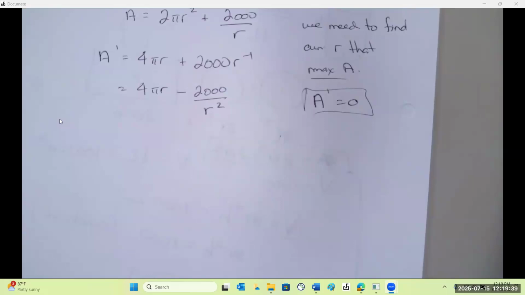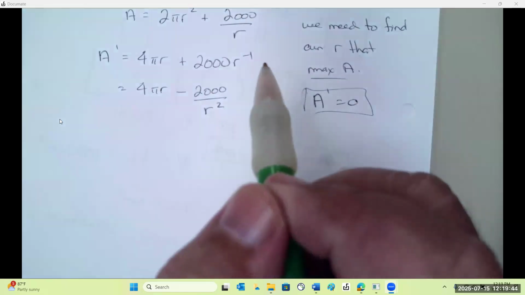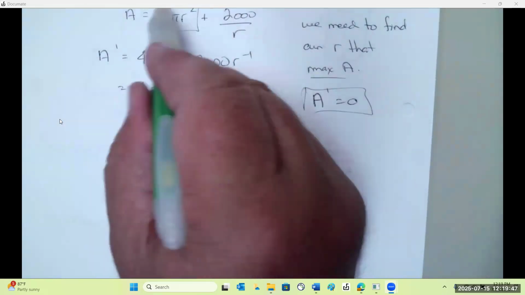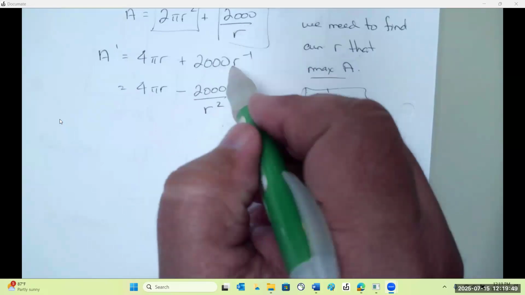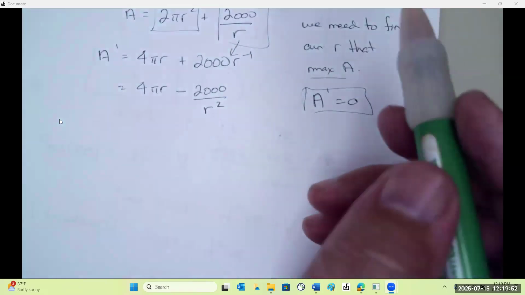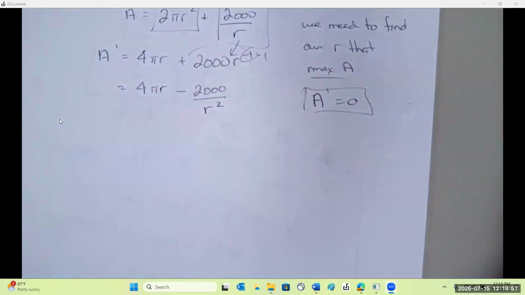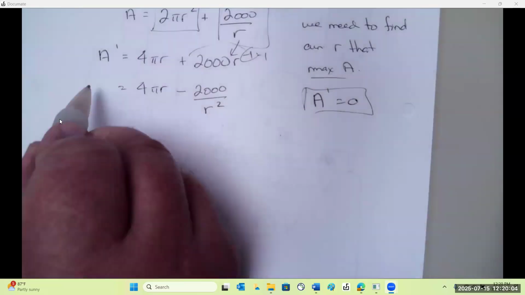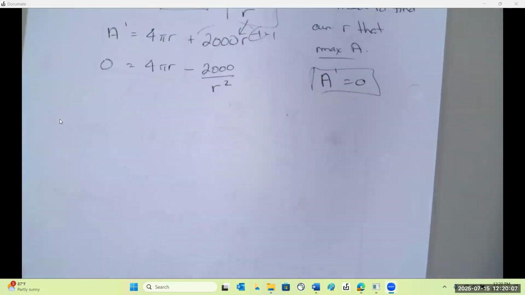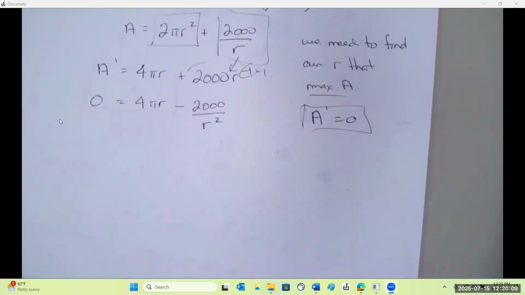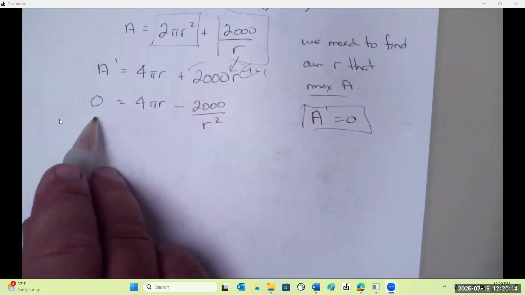How did you get the 2000 over R squared? Take the derivative of this. This one, we rewrite as that. Yes. Negative 1 comes down, you subtract 1. It becomes that. Oh, okay. So now we set this equal to 0.